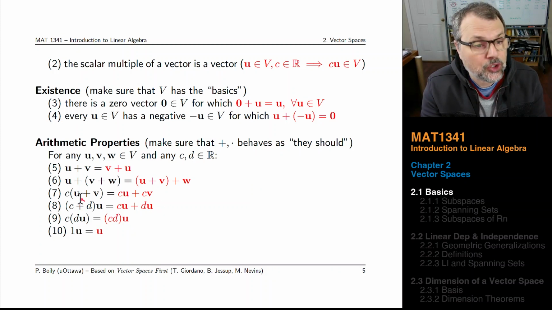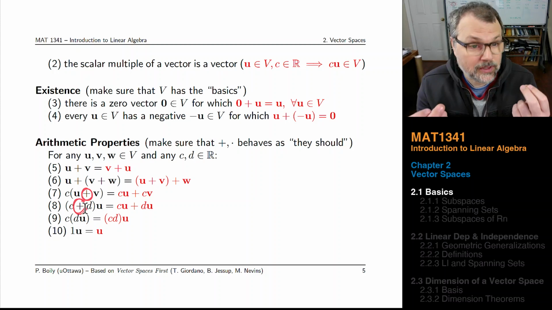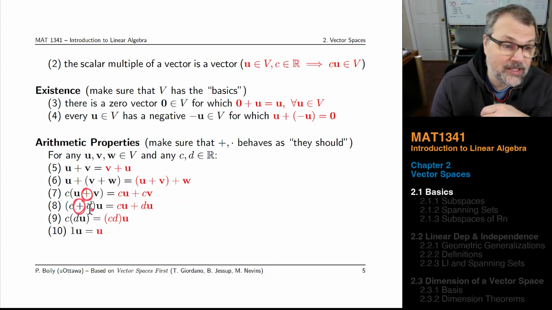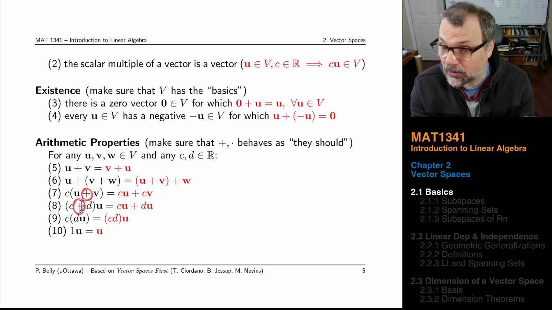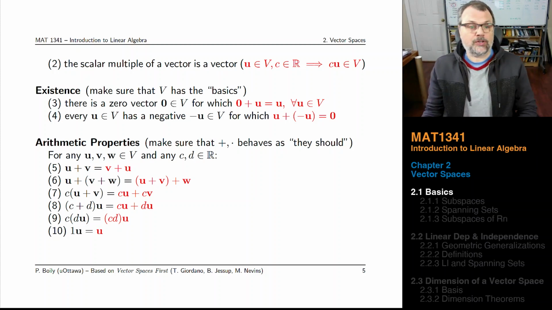The plus that shows up here in c plus d is not the same plus as the plus that shows up here. When I write u plus v, I'm talking about the addition that is defined for vectors. When I write c plus d, I'm talking about the regular plus, the plus that's defined for scalars, for real numbers. You have to be able to recognize that these are different operations, even though they have the same notation.